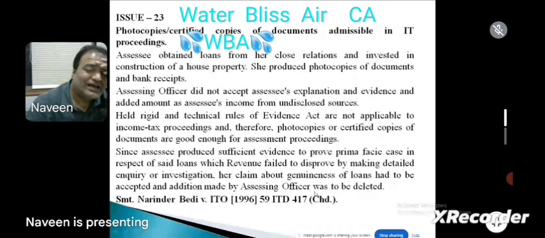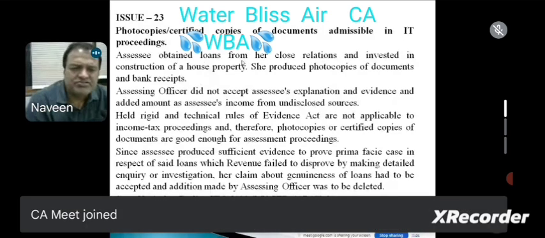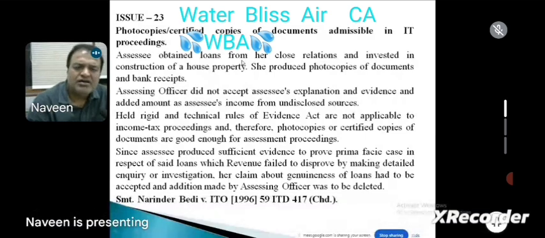Now, this Narendra gave this case: photocopies of certified copies of documents are admissible in 90 proceedings. The assessee has obtained loans from a close relative. She invested in construction of a house property. She produced all the photocopies of the documents and bank receipts. The assessing officer does not accept the assessee's explanation and evidence, and says that the income is from undisclosed sources. Why? Because they are photocopies.